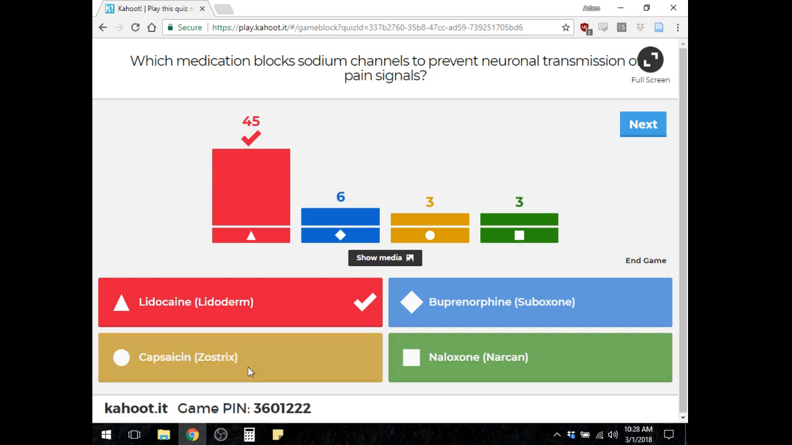And then remember how capsaicin works? It depletes substance P in those nerves, so it prevents that pain-sensitizing substance P from being available. And remember all the caveats that go along with using capsaicin. It needs to be used very consistently, and you have to make sure you're washing your hands, all those good education points. Lidocaine's the only one.